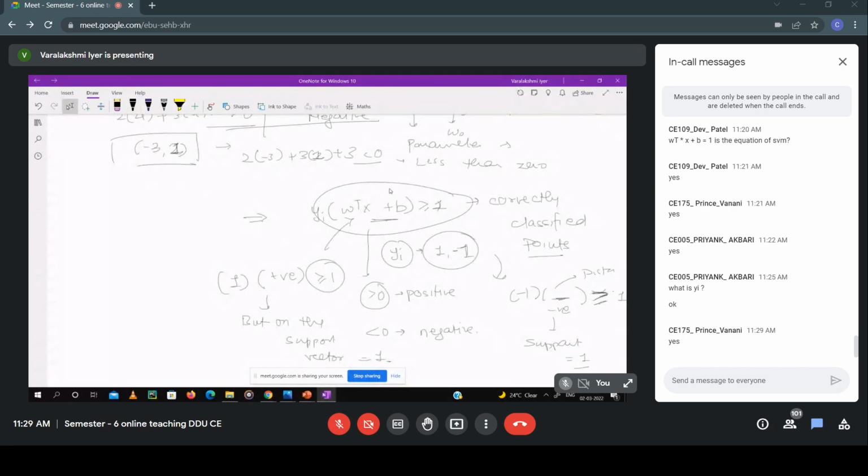Yes. What about others? See, on support vectors, what is the equation? We were passing a hyperplane through the support vectors.